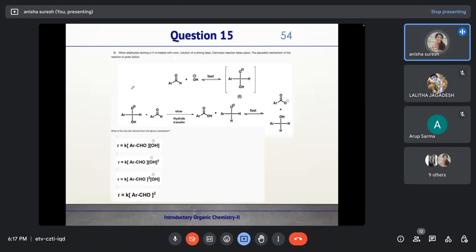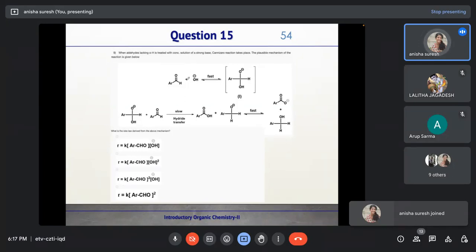Now coming to question number 15. When aldehydes lacking alpha hydrogen is treated with concentrated solution of a strong base, Cannizzaro reaction take place. The plausible mechanism of the reaction is given below. So we have seen Cannizzaro reaction in last week. So if aldehydes are not having any alpha hydrogen, then the hydroxide will undergo direct addition to the aldehyde. It will give rise to alcohol and carboxylic acid products directly. A disproportionation kind of reaction will be taking place there.